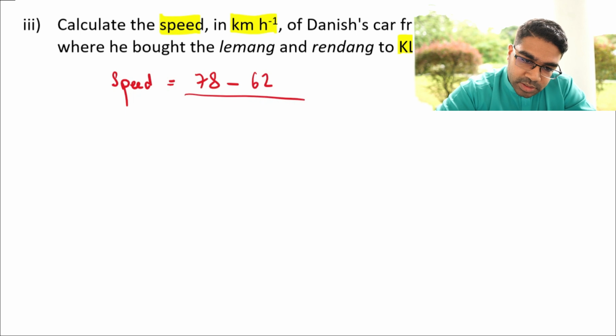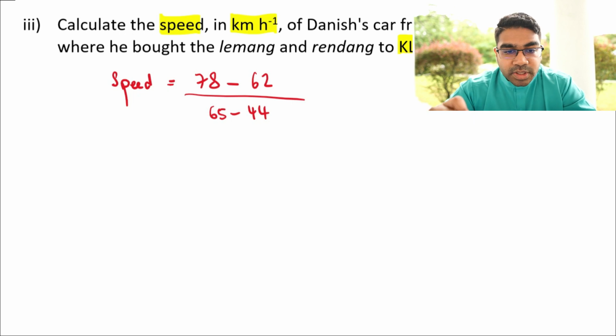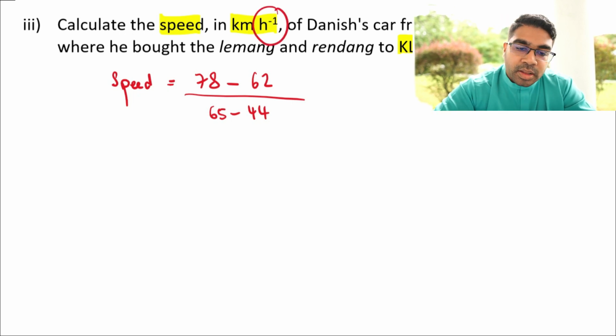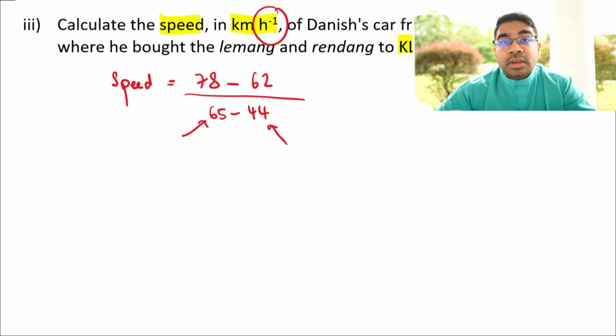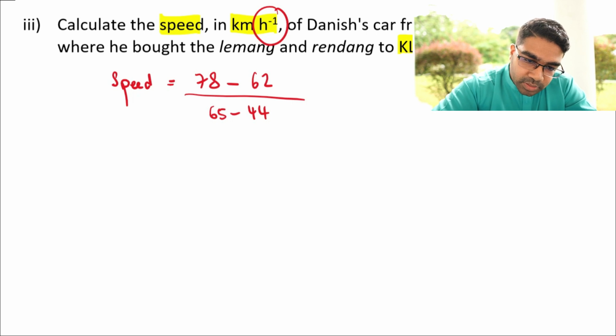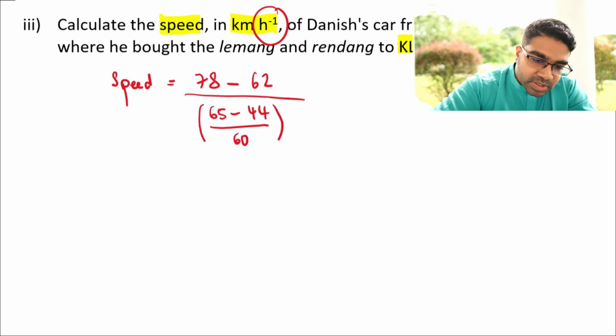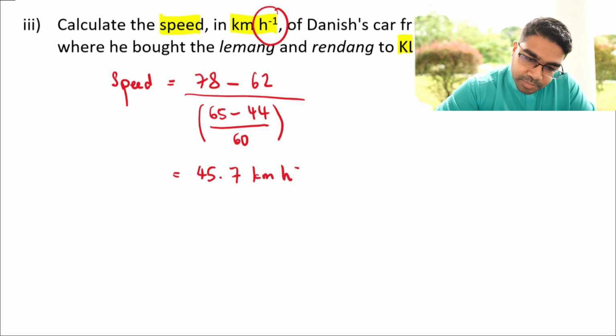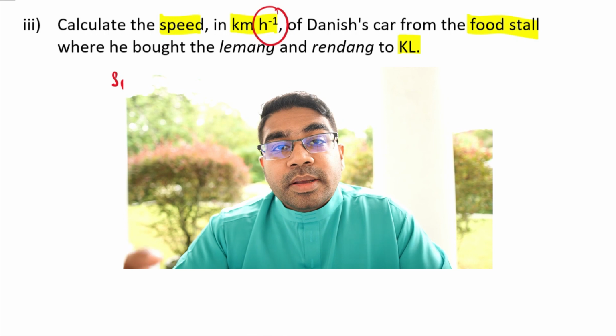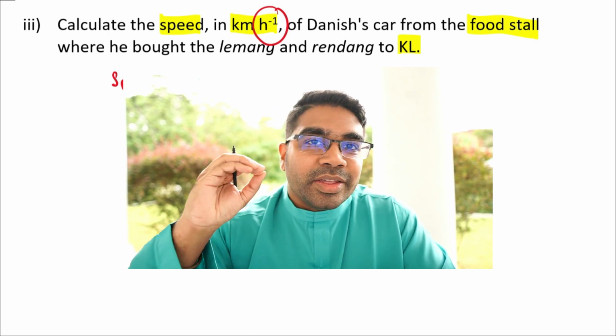over 65 minus 44. Now we have the same problem as earlier because they want the speed in kilometers per hour. These values are minutes. So what do we do? The exact same thing. We convert them to hours by dividing the whole thing by 60. And now we will have our answer in kilometers per hour. So we just key this into the calculator and you will get 45.7 kilometers per hour.